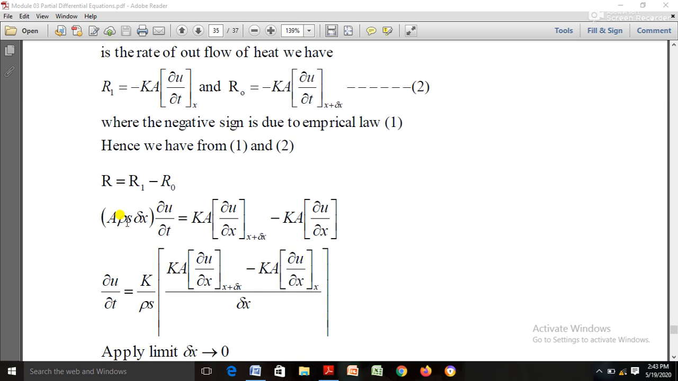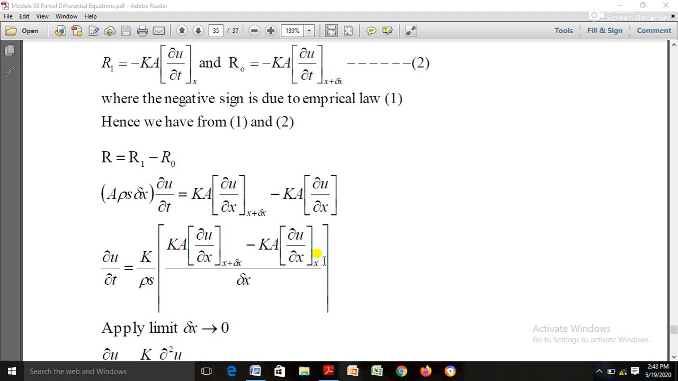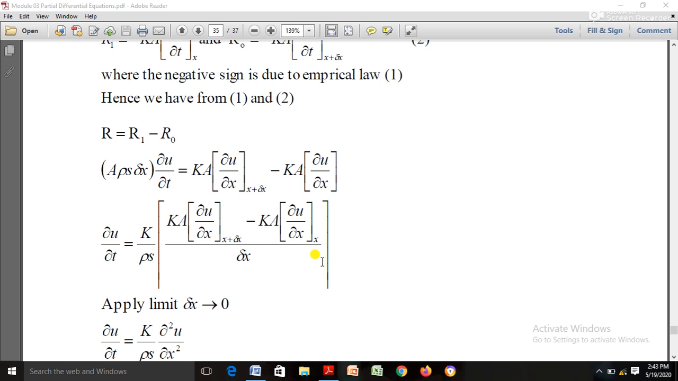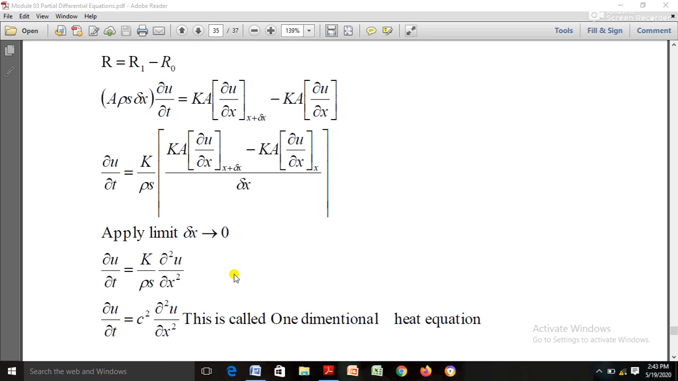So R means A rho S delta x dou u by dou t equal to R1, which means K into dou u by dou x at x plus delta x, minus R0, which means K into dou u by dou x at x. So it can be written as dou u by dou t equal to, taking all of them this side, 1 divided by rho S into K dou u by dou x at x plus delta x minus K dou u by dou x at x, divided by delta x. So taking the limit delta x tends to 0 on both sides.